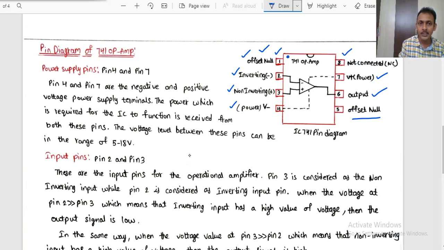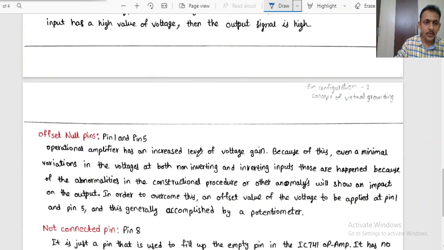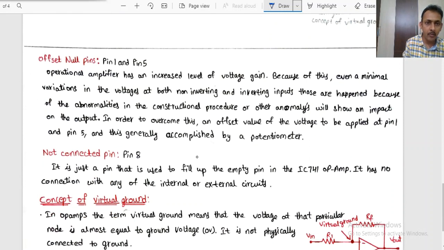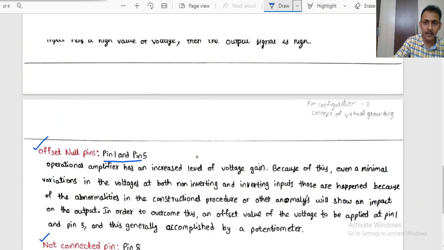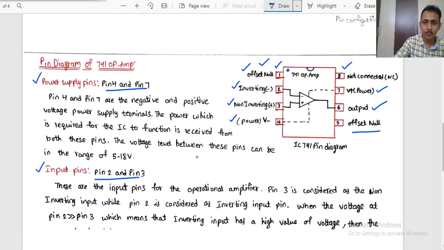Again, out of all these 8 pins, we can classify them as the power supply pins: pin 4 and pin 7 indicate the power supply pins. The other classification is the input pins: pin 2 and pin 3, the inverting and non-inverting pins, represent the input pins. Also the offset or null pins: pin 1 and pin 5 represent the offset null pins, and the 8th pin is the not connected pin. These are the different pins we are having in the pin diagram.